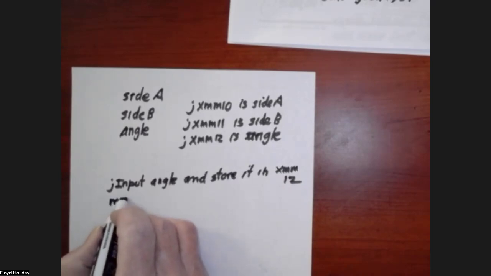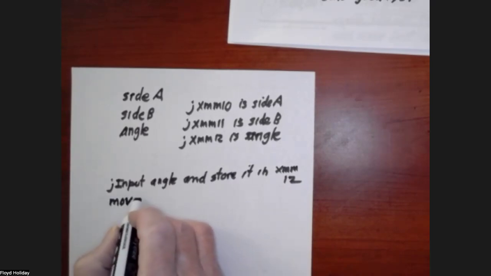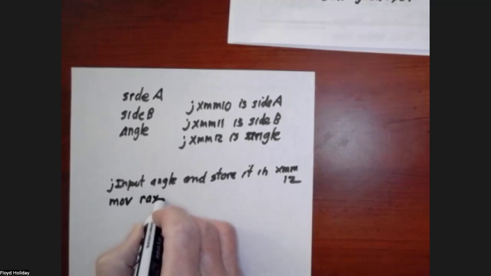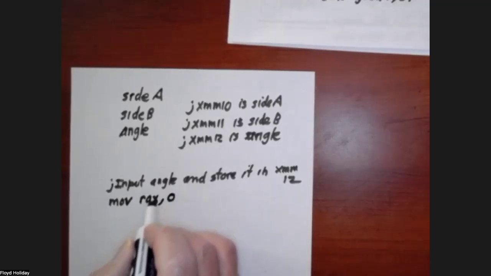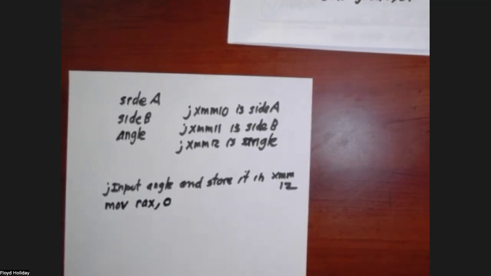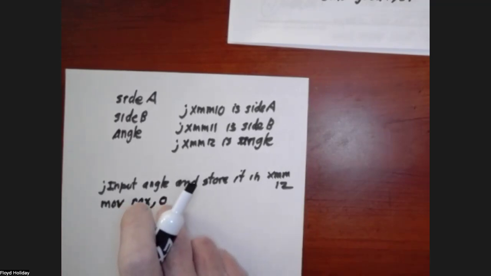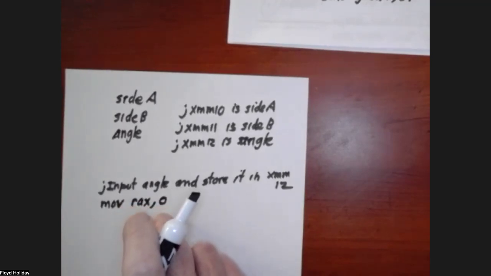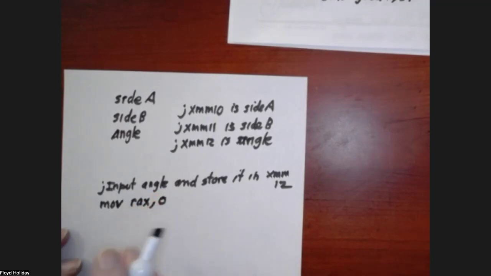Move RAX, comma, 0. Now, you're going to tell me that doesn't make sense because I've said that RAX holds the number of XMM registers involved. Yes, but I'm going to use scanf to input this. The XMM register doesn't come into play until scanf is all finished. So it's still a 0 here.